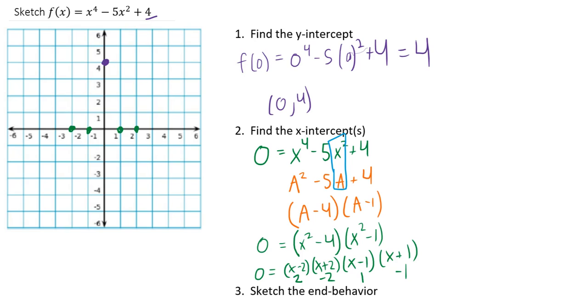All of these zeros have multiplicity 1. All of them have an odd multiplicity, so I know at every x-intercept I'm going to end up crossing. Maybe I'll do this, or maybe I'll do this. It's going to be one of those. I'm definitely not bouncing, I'm crossing.